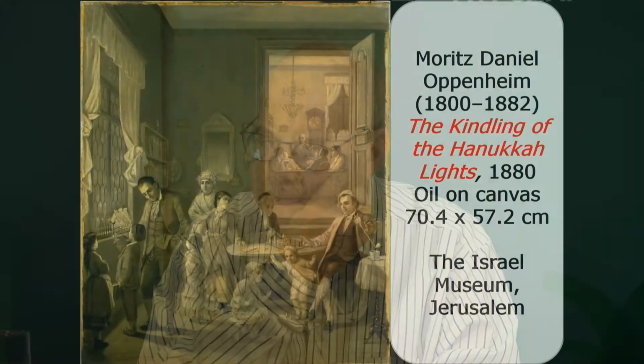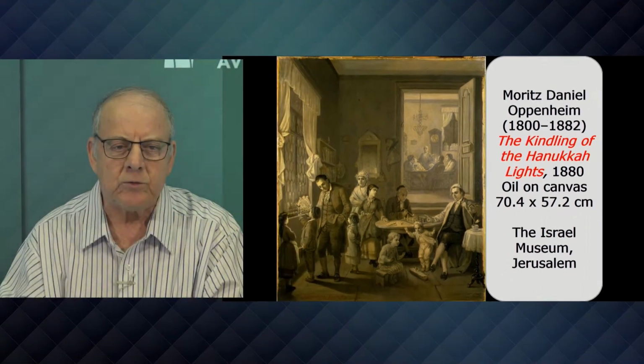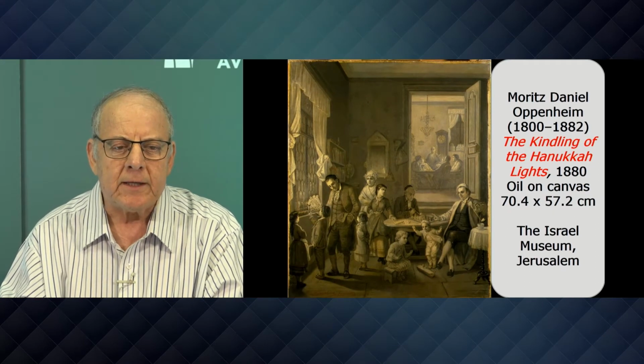So I want to begin with a painting by the most important German Jewish artist of the 19th century, and this is Moritz Daniel Oppenheim, who, as you can see from his dates, lived throughout the century. He was born at the beginning and passed away in 1882. And he is a good example of what happened to German Jews in this period, including the Jewish issues that were very much part of his life.